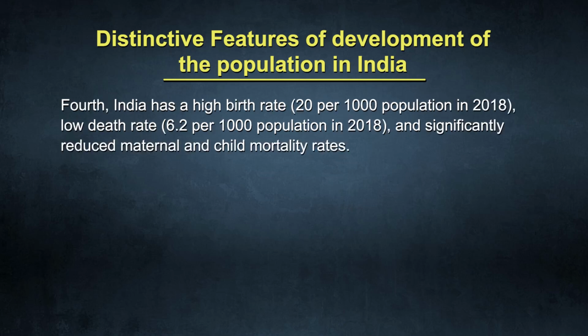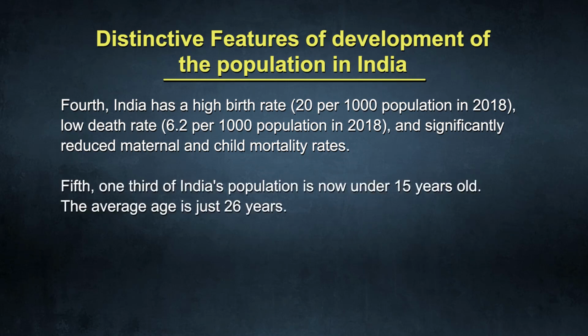India has also experienced very high birth rate and low death rate side by side. The maternal mortality rate and child mortality rate have also significantly declined in our country. And 1/3 of India's population is now under 15 years old, and the average age of Indians is 26 years. Section 3 deals with the population growth in India.